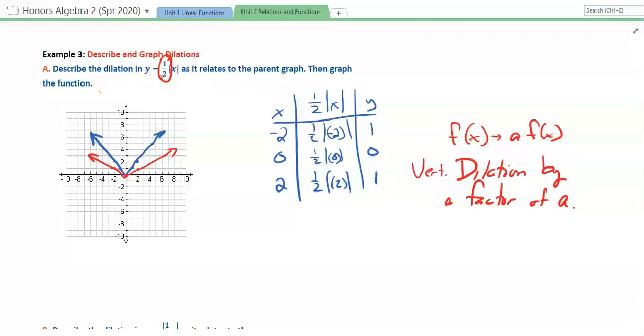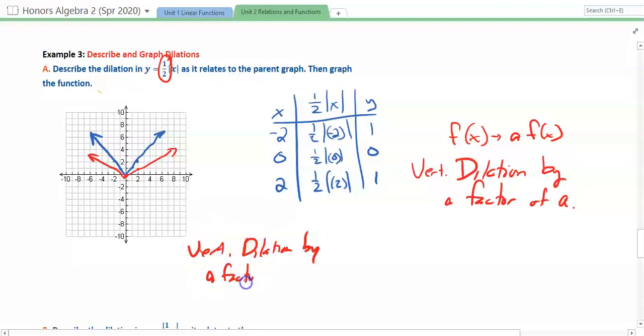And so how do we write this out? We would say that this is a vertical dilation by a factor of 1/2.